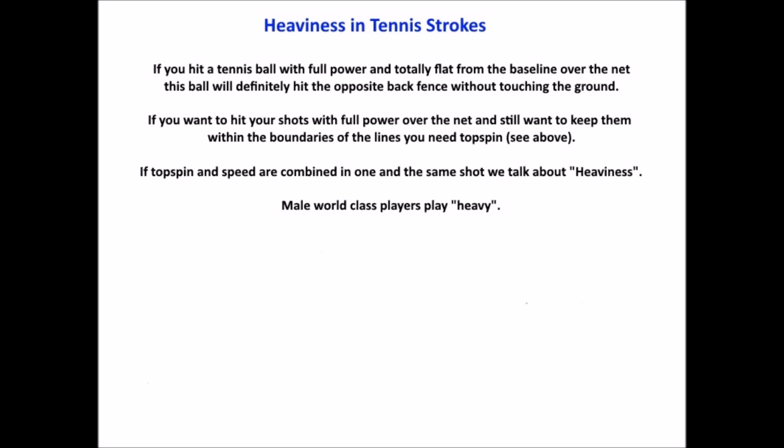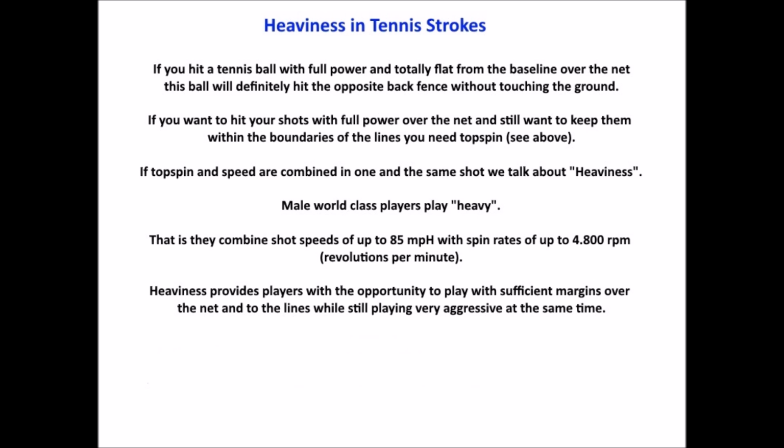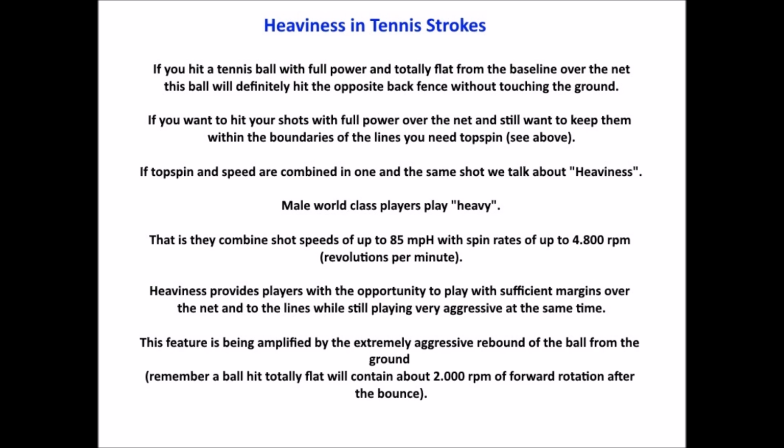Male world-class players play very heavy. That is, they combine shot speeds of up to 85 miles per hour with spin rates of up to 4,800 revolutions per minute. Heaviness gives players the opportunity to play with sufficient margins over the net and to the lines while still playing very aggressively at the same time. This feature is amplified by the extremely aggressive rebound of the ball from the ground. Remember, a ball hit totally flat will contain about 2000 revolutions per minute of forward rotation after the bounce. You can easily imagine what this means for a ball that bounces on the ground already with 4800 revolutions per minute.